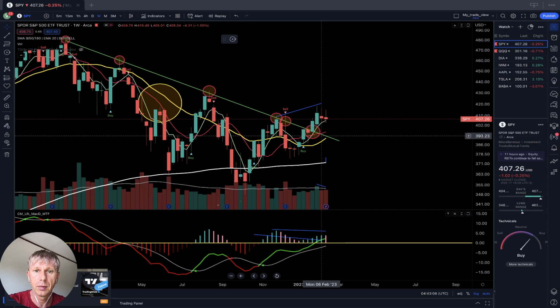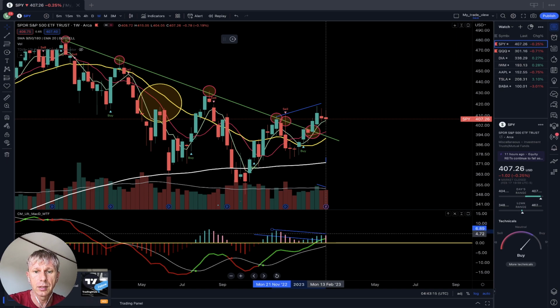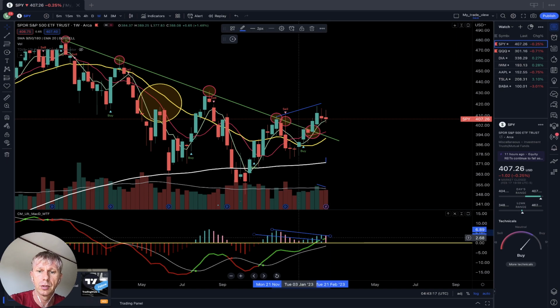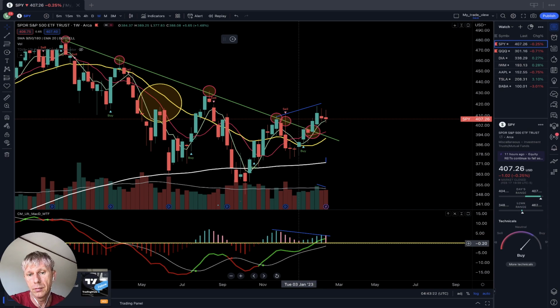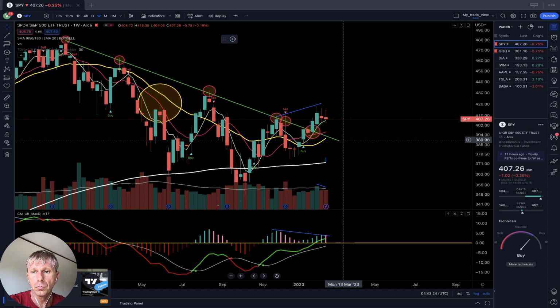Especially we have price action in uptrend, histogram downtrend. We had bearish divergences on the histogram, MACD histogram. MACD still green, still bullish trend. That's what we have.